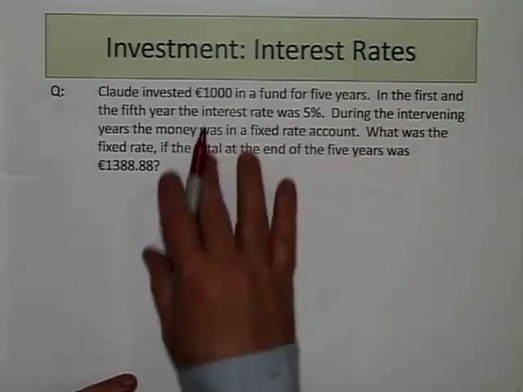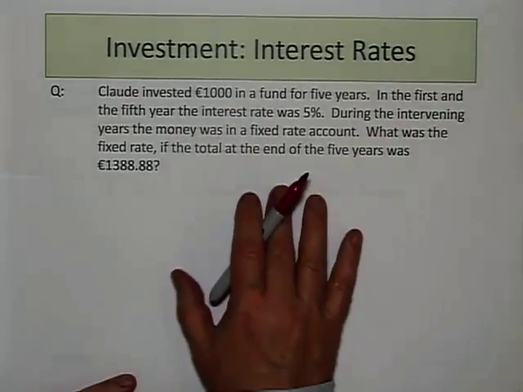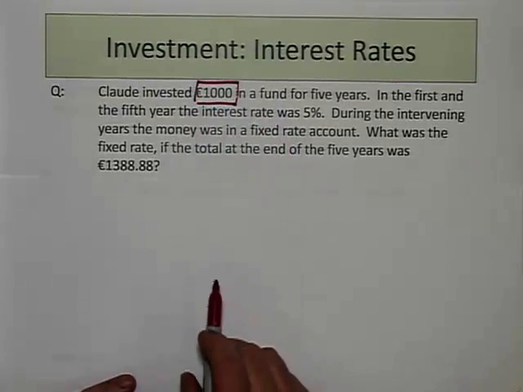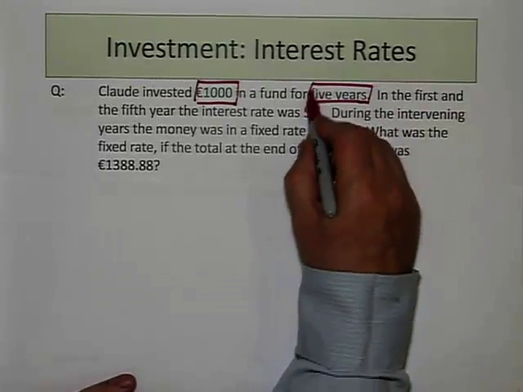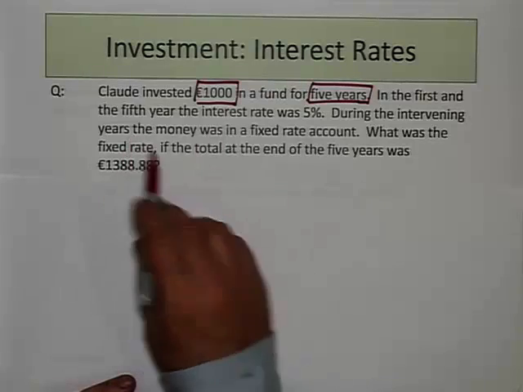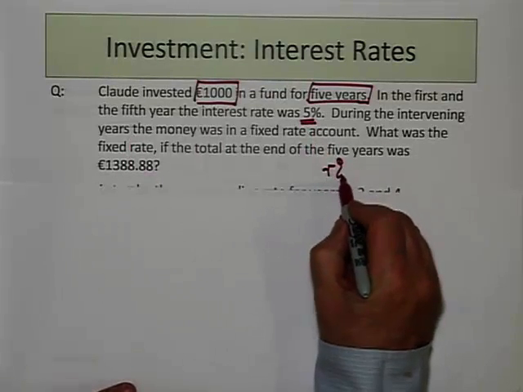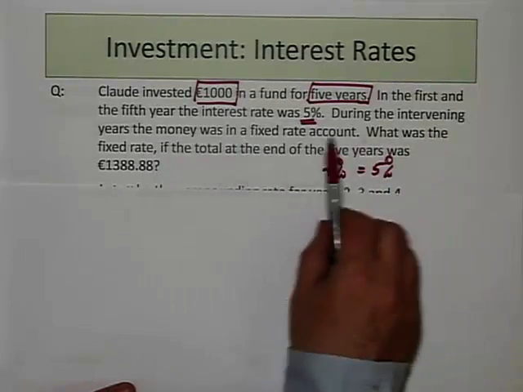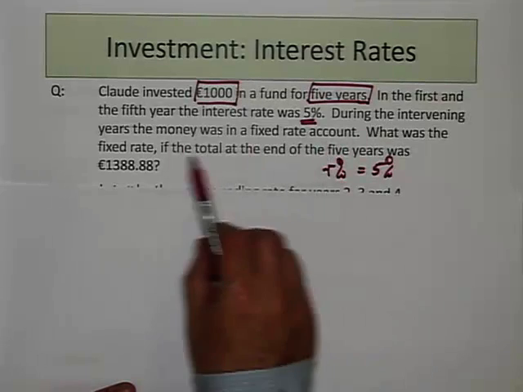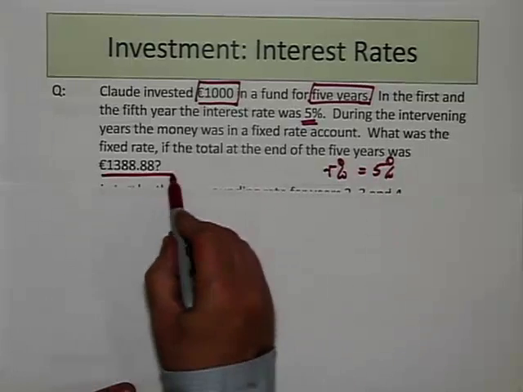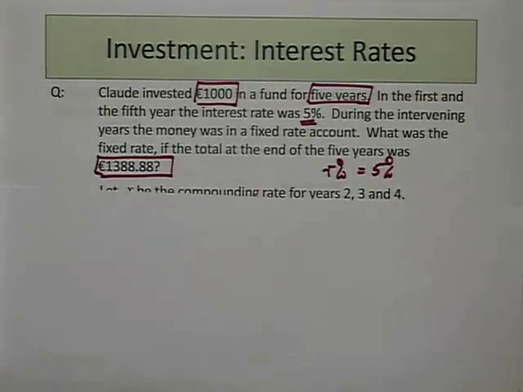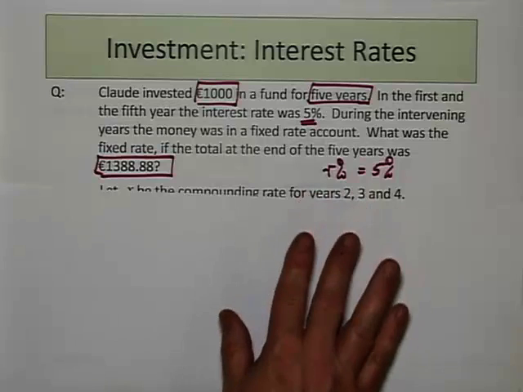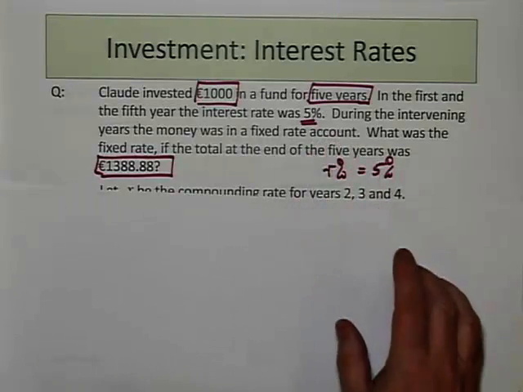So again, with these paragraphs, we just have to work out what hints they're giving us. We work out the Sudoku. She invested 1,000. That's a number. In a fund for 5 years, that's a good number. In the first and the 5th, the interest rate was 5%. So R at some stage was 5%, just for the first and the 5th year. During the intervening years, we don't know. It was in a fixed account. What was the fixed rate if the total at the end was given? Okay. So we're given 1, 2, 3, 4 for 2 of the years, and something's missing. We don't know the rate in years 2, 3, and 4.